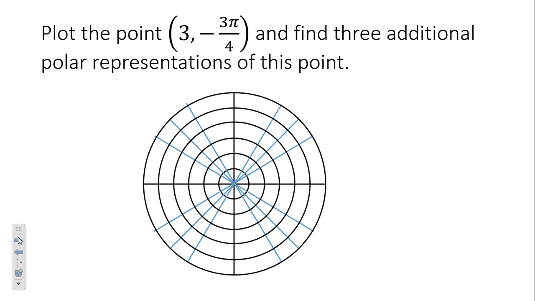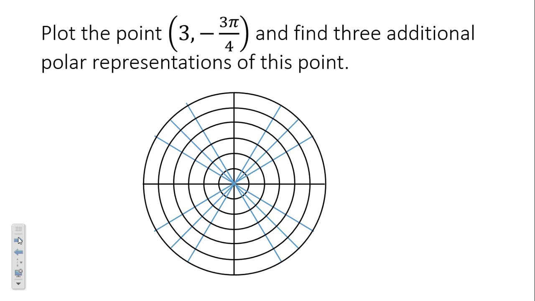Should be pretty good at this by now, or at least have an idea of how it works. And then we're going to find 3 other coordinates that have that same point, but without talking about revolutions, between 0 and 2 pi. Okay? Or between negative 2 pi and 2 pi.